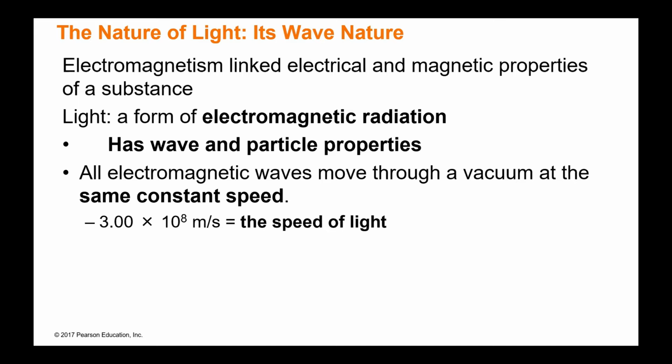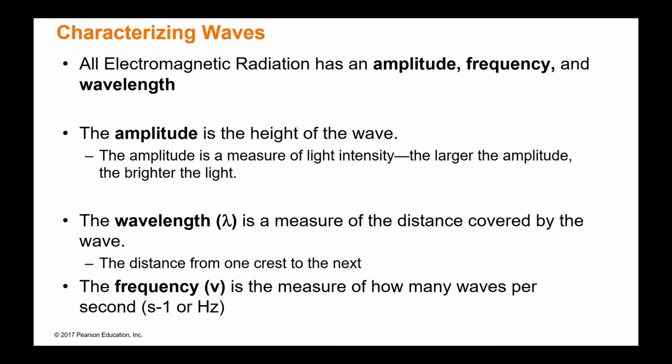So every color of light has a distinct wavelength and frequency associated with it, and they have a relationship as well. Here are different properties of electromagnetic radiation. They all occur in waves, and they are particles as well, but they have these main three components to the wave: an amplitude, a frequency, and a wavelength. So the amplitude is just the intensity of the light. Basically, it's how bright the flashlight is. That's the amplitude. The wavelength is the measure of the distance covered by the wave.